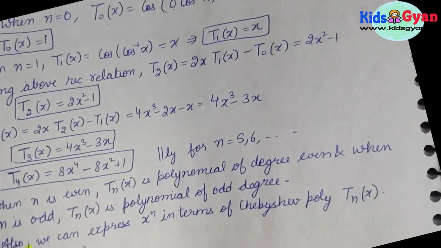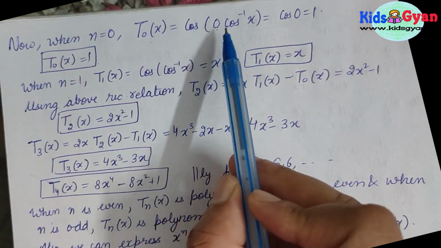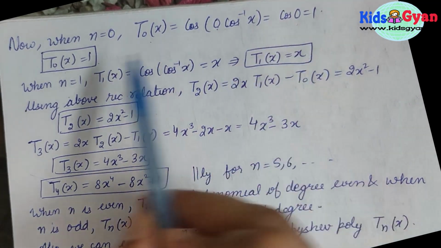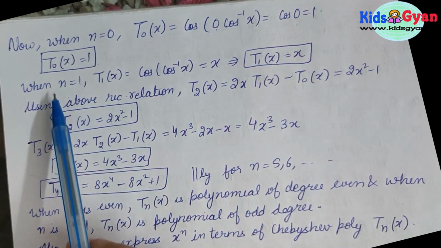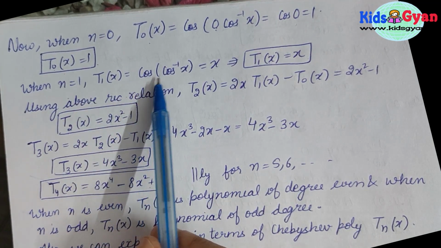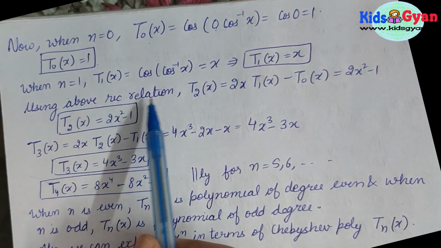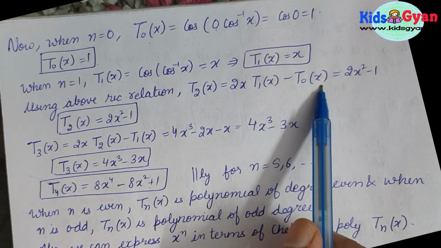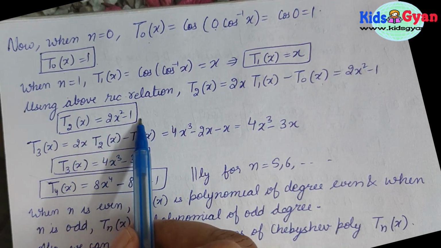Now when n is equal to 0, T0(x) is cos(0 times cos inverse x), so this is cos 0, and this is 1. So T0(x) is 1. When n is equal to 1, T1(x) is cos(cos inverse x), that is x. So T1(x) is x. Using the above recurrence relation, we can find T2(x): 2x T1(x) minus T0(x), that is 2x squared minus 1. So T2(x) is 2x squared minus 1.